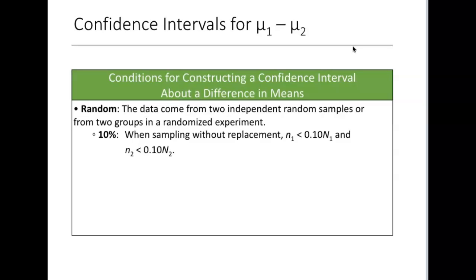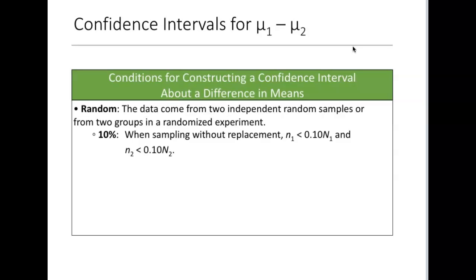Again, an easy way to do this is just multiply your sample size by 10 and state that it's safe to assume your populations are bigger than that, right? And then large counts for a mean. Who remembers what the large counts condition for a mean specifically is? For a proportion, it's n times p is greater than 10 and n times 1 minus p is greater than 10. For a mean, it's just based on sample size. How large does your sample have to be?